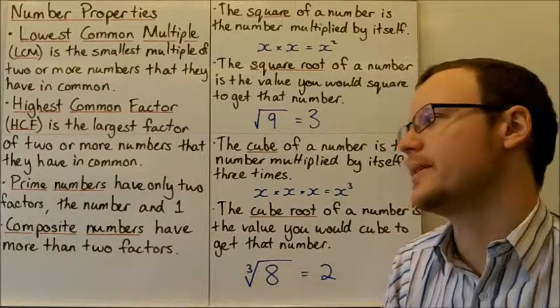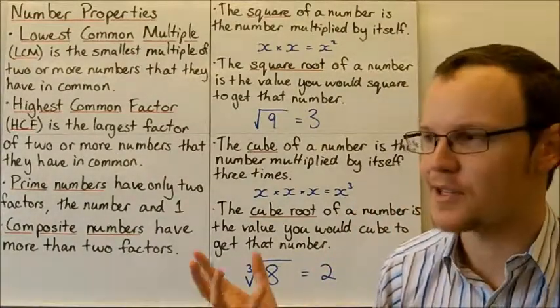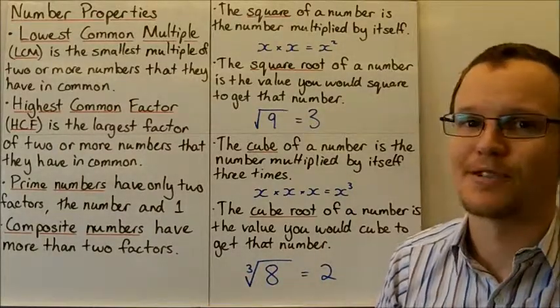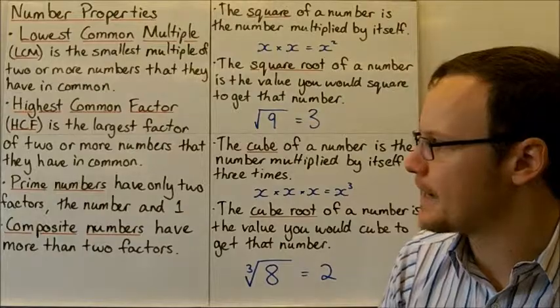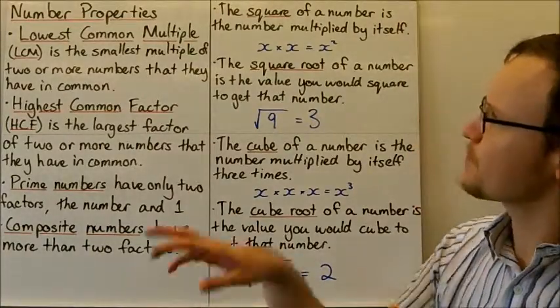A composite number has more than 2 factors. So composite numbers can be things like 6, because 6 can be divided by 2 and 3, as well as 1 and 6. There are many more composite numbers than the prime numbers.